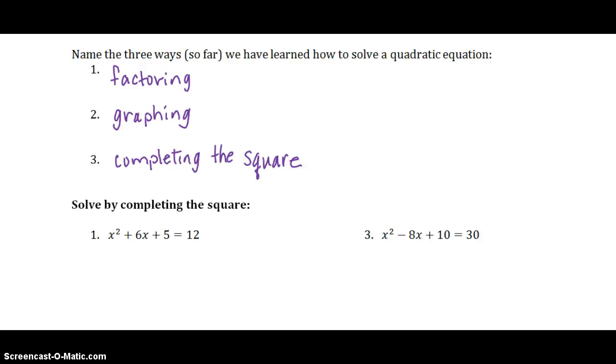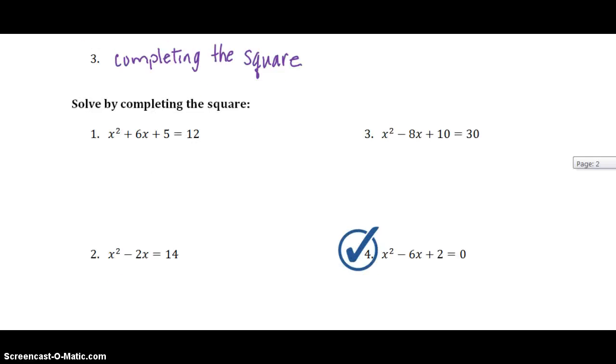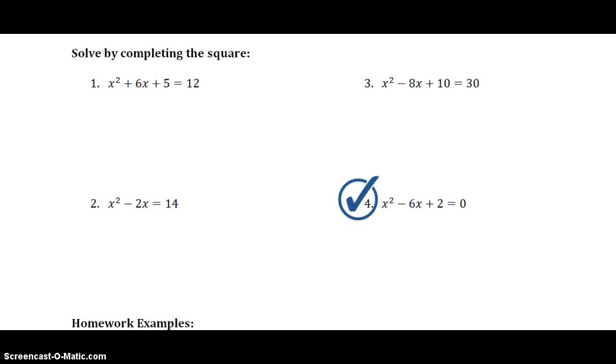Okay, so our third way is completing the square. Now let's get busy learning how to do this. The very first one says solve by completing the square. Now we were trying to figure out what C should be in the first 2 examples. Now I have a number in the C position. What we want to always do is leave x squared and 6x on the left side of the equation. Go ahead and subtract 5 from both sides and make that 9 to the right of the equation.